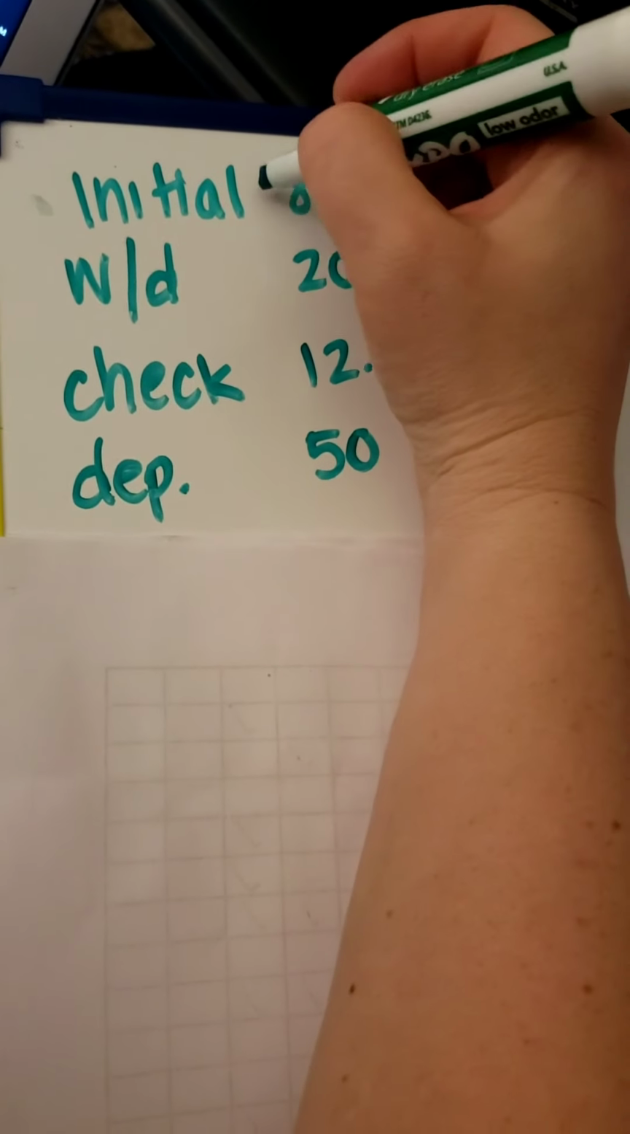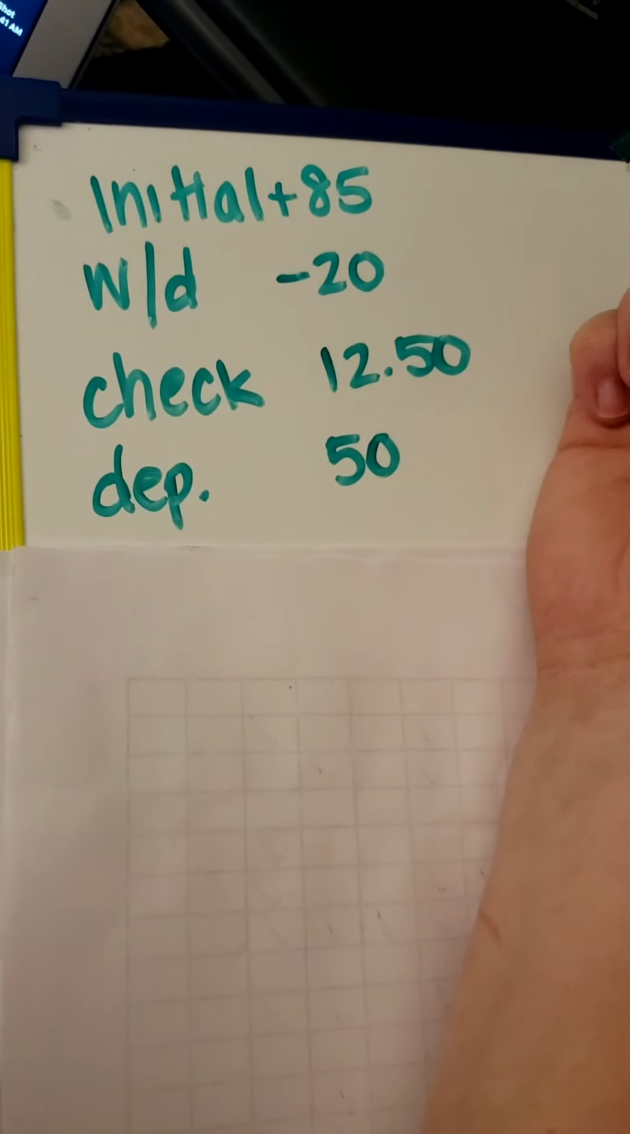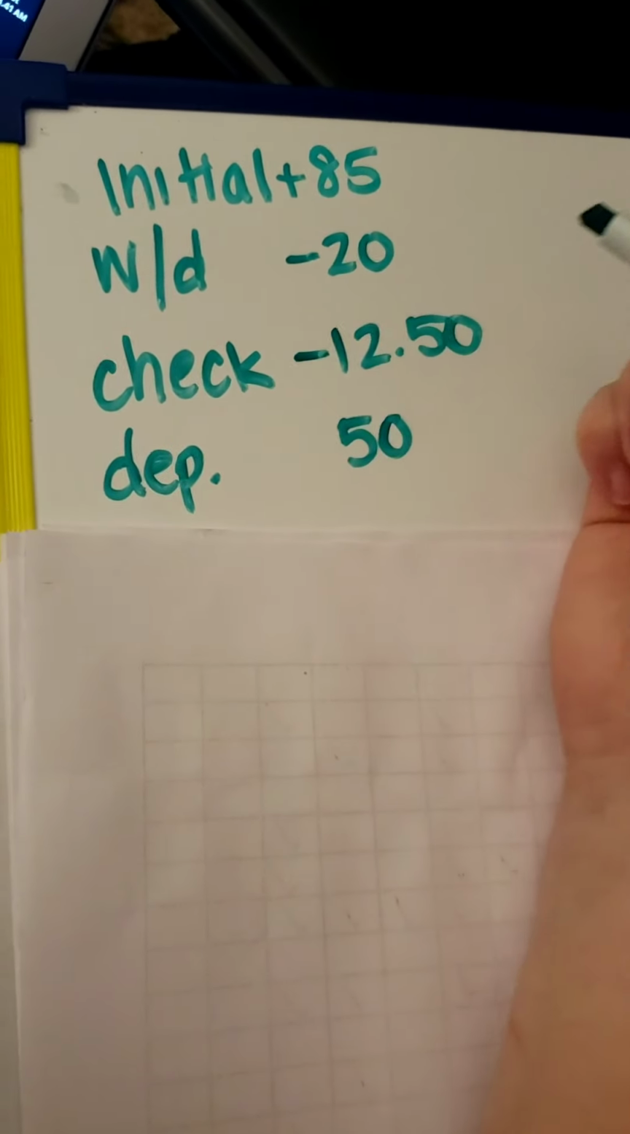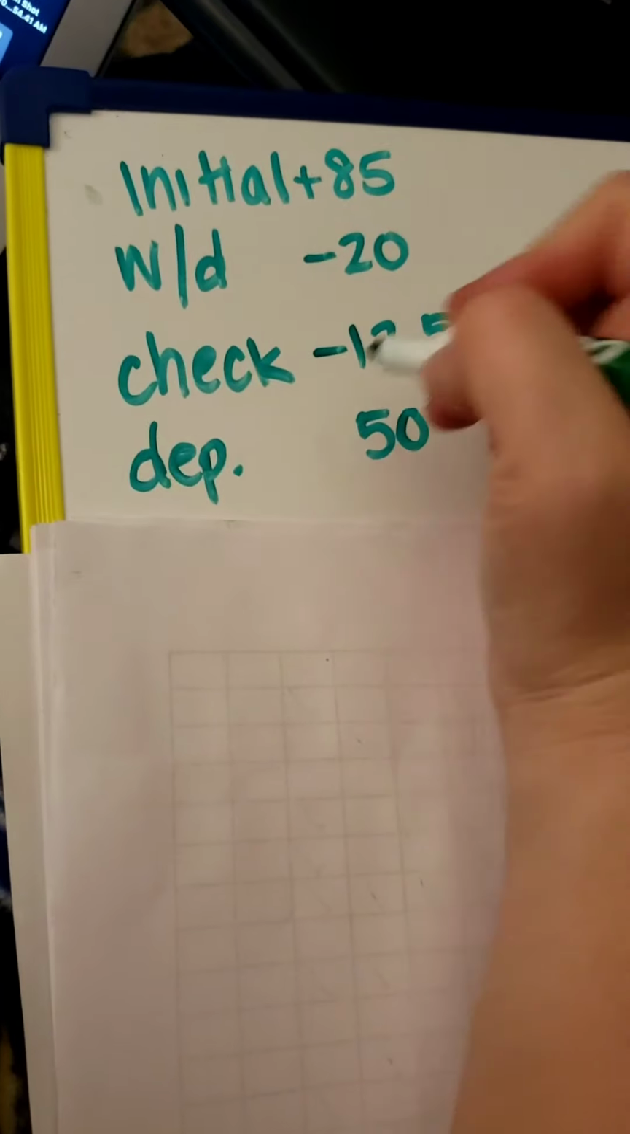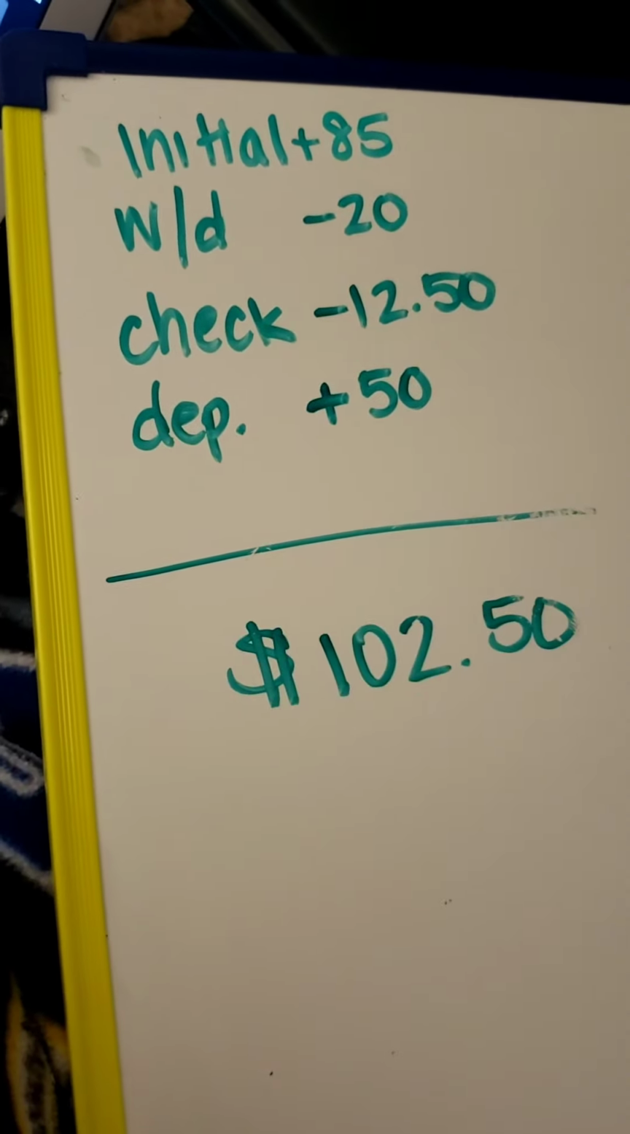Obviously, the 85 is going to be her initial deposit, so that's a positive number. You're going to withdraw, so that's going to be negative. Writing a check is also a withdrawal, so that's also negative. And then your deposit is going to be $50. Put that into your calculator and end up with $102.50.